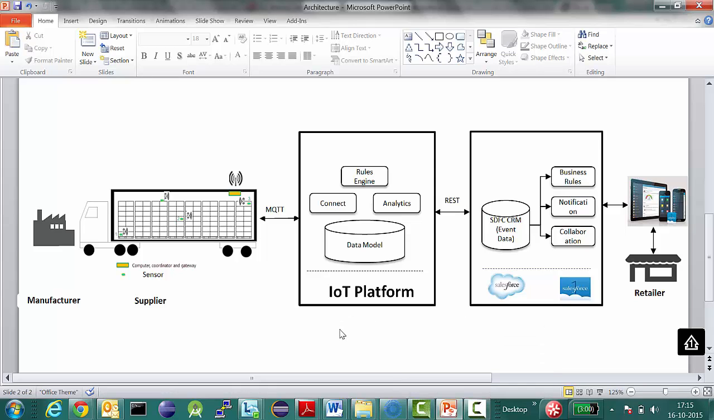So briefly, this was the architecture that we have implemented as a prototype.